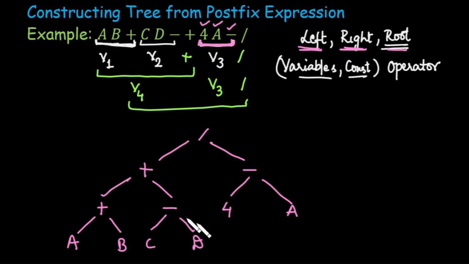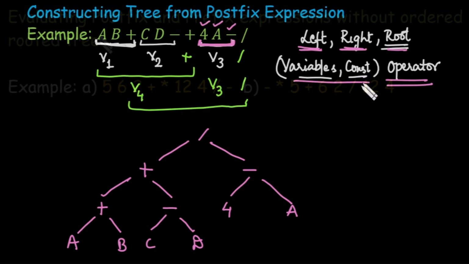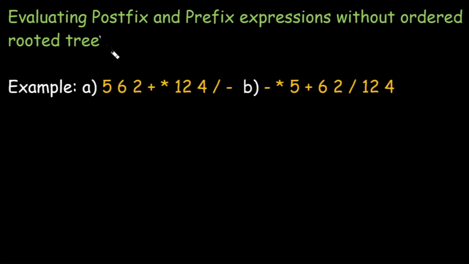And this is the final ordered rooted tree from this postfix expression. So we need to remember for the postfix, first we need to travel the left, then right, then root, and root is always an operator. And for the left and right, we are looking for the variables or a constant. And now we have constructed the ordered rooted tree from the postfix expression and the prefix expression.